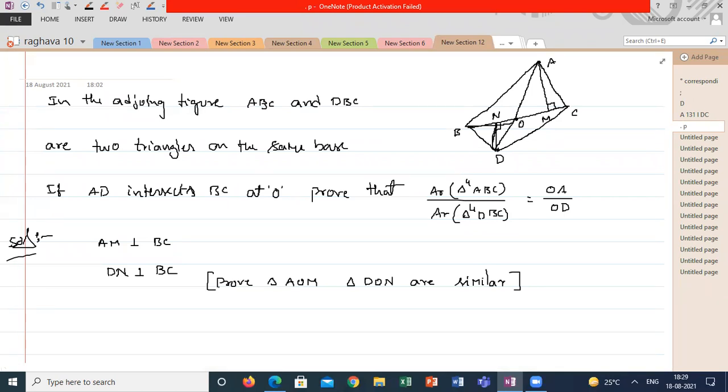AOD is a straight line. I am unable to draw it as a straight line, but it's a straight line. If anyone got the answer, please let me know, guys.